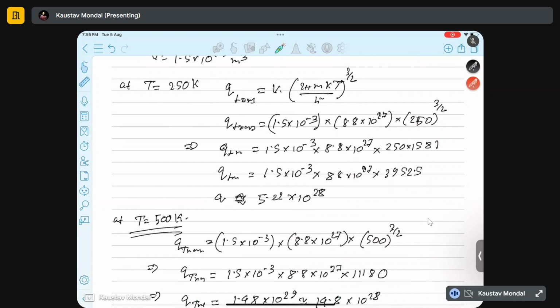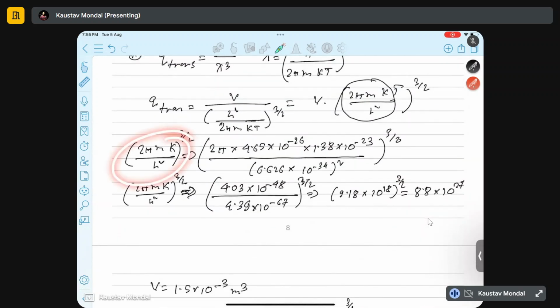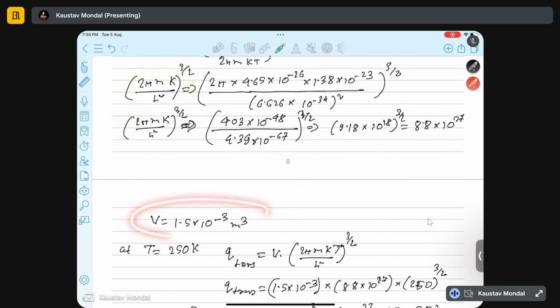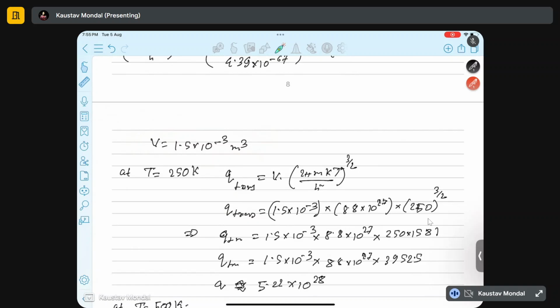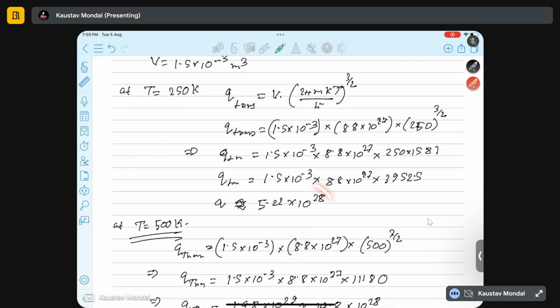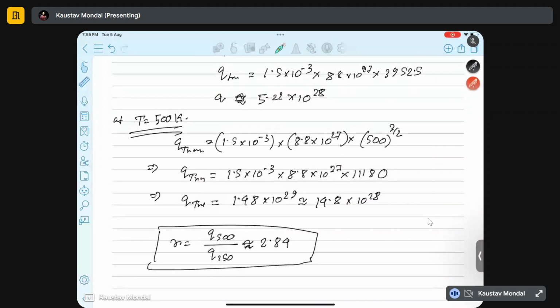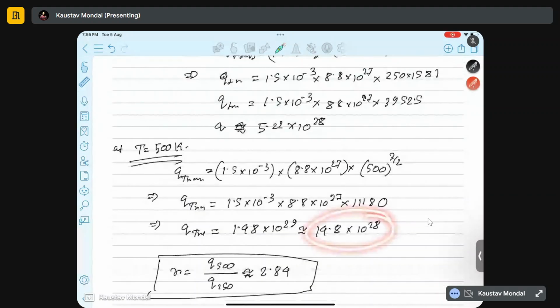There is this temperature. So this is the expression of the thermal wavelength if you exclude the temperature for this problem, and the volume is mentioned here. Now if you substitute the temperature in the main problem, you will simply get this. For 250 Kelvin, you will get this translational partition function, and for 500 Kelvin, you substitute the temperature in the expression, you will get this partition function value.